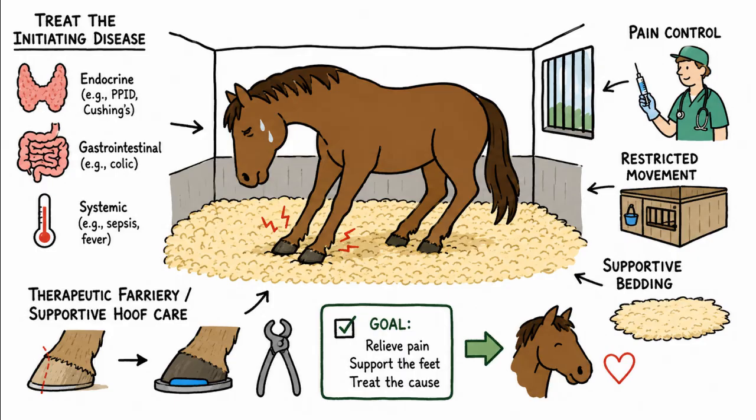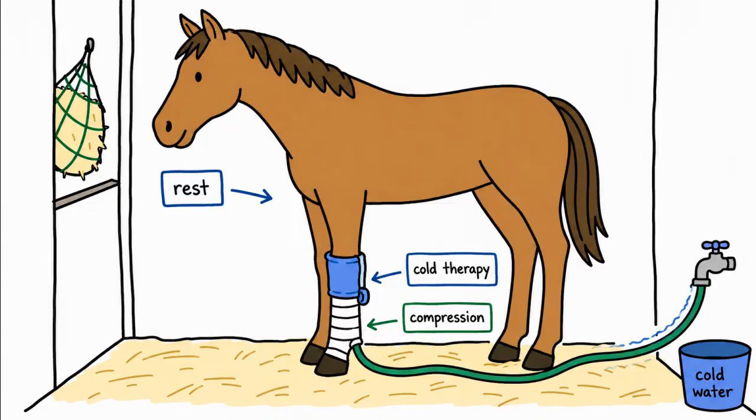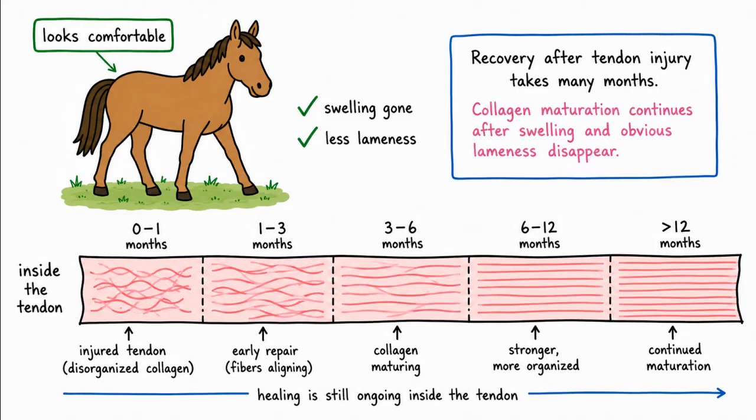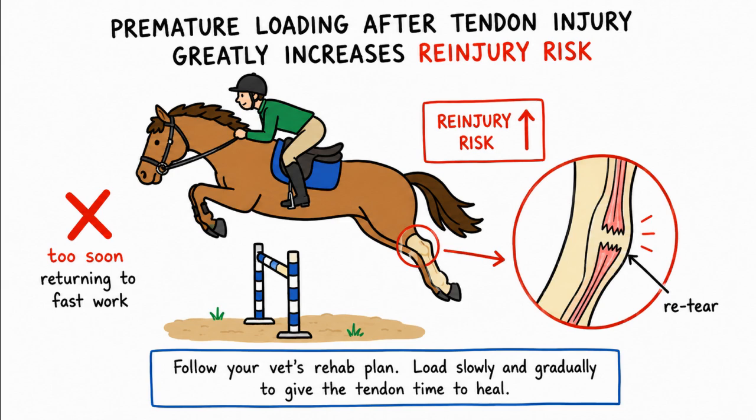Acute laminitis requires treatment of the initiating endocrine, gastrointestinal, or systemic disease, pain control, restricted movement, supportive bedding and therapeutic farriery. Acute tendon injury is initially managed with controlled rest, cold therapy, and compression when appropriate. Rehabilitation progresses from hand walking to longer walking, trotting, and discipline-specific work according to repeated examinations and ultrasound. Recovery often takes many months because collagen maturation continues after swelling and obvious lameness disappear. Premature loading greatly increases re-injury risk.